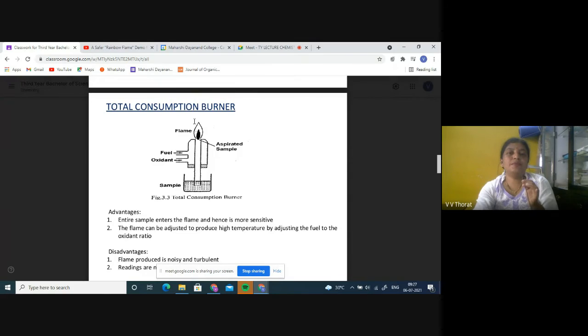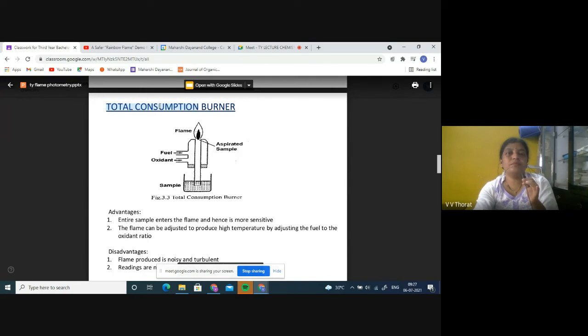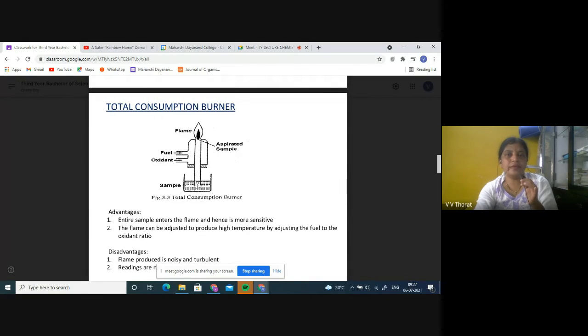So what happens? This burner, the total consumption burner, consists of three tubes. One is a center tube and two side tubes. Through the center tube, the sample is sucked into the flame, right? And there is a nebulizer. Nebulizer क्या करता है? वो sample को spray में convert करता है. I will show the video of that.